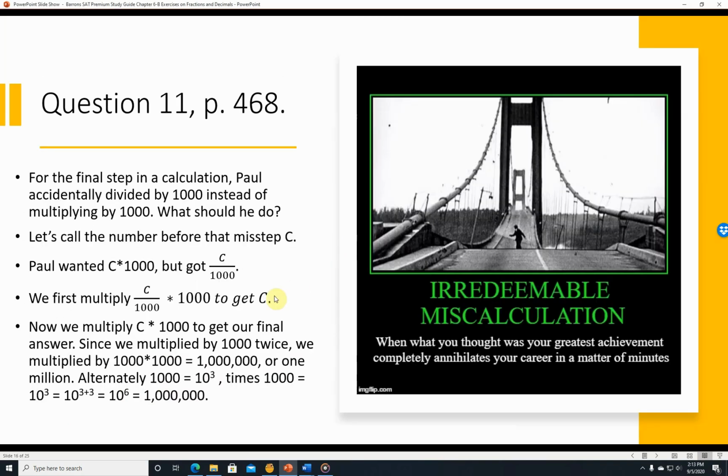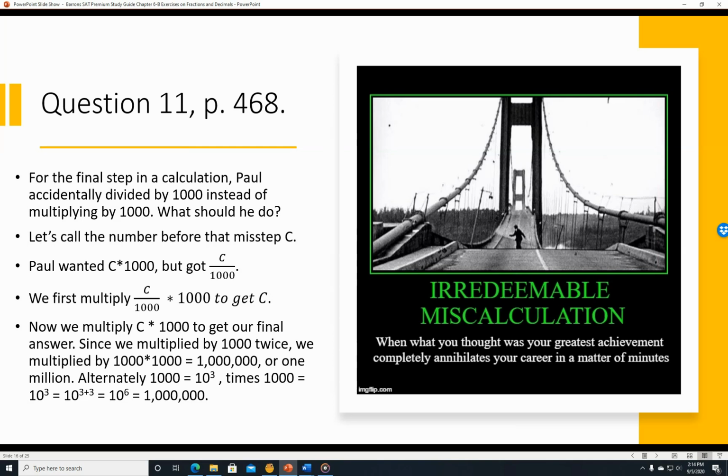Okay, question 11, page 468. For the final step in a calculation, Paul accidentally divided by 1,000 instead of multiplying by 1,000. What should he do? Well, let's call the number before that misstep C. So he got to C. Paul wanted C times 1,000, but he divided, so he got C over 1,000.